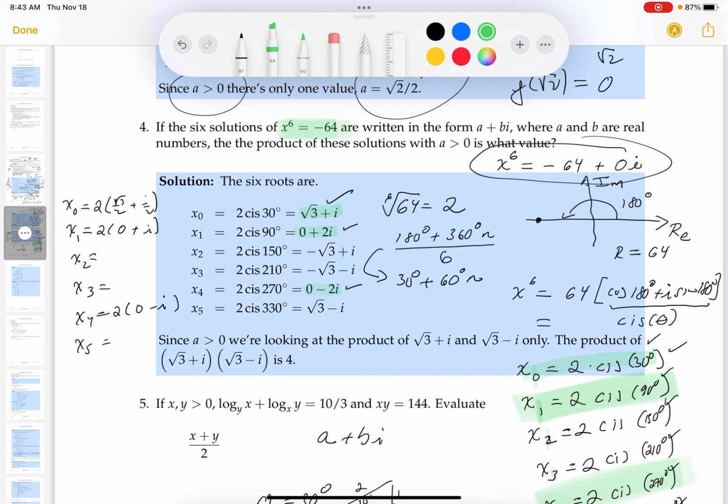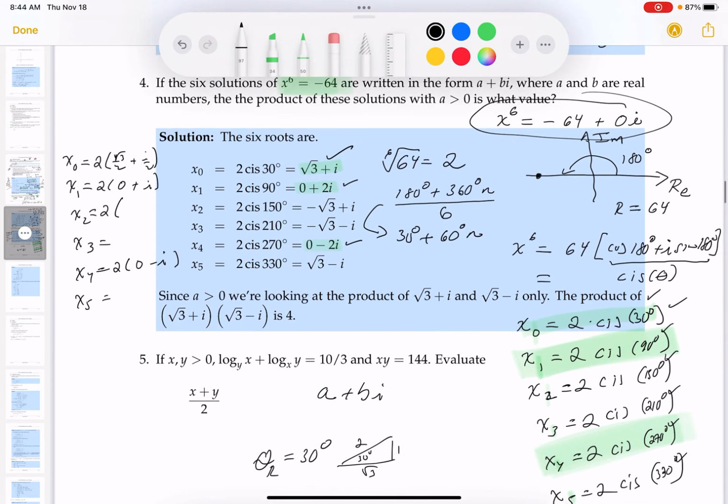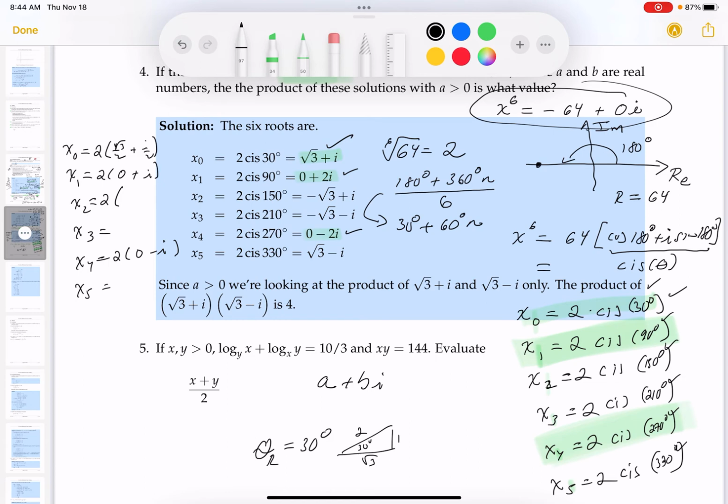Now what I'm going to do is I'll do the 150 now. And it's pretty easy because 150 has a reference of 30 degrees. So it's going to be 2. And let's see. I'm going to do the cosine of 150. So that's going to be minus √3 over 2. And then the sine of 150 would be a half, so i over 2. And what do you get over there? You get minus √3 plus i, and that's right over here. All right, I'm seeing that. Okay, we'll get to that question later.